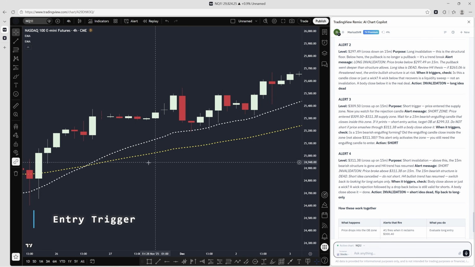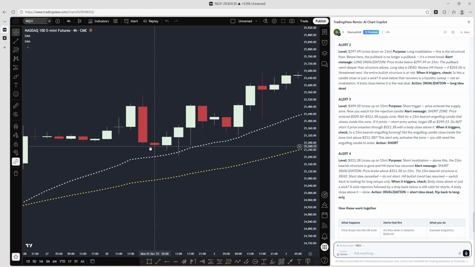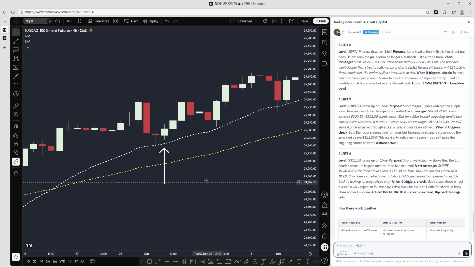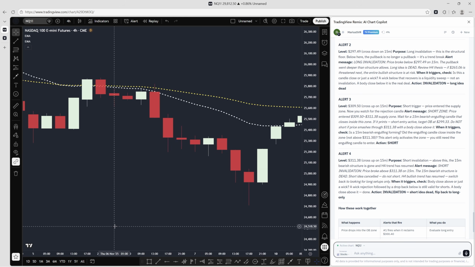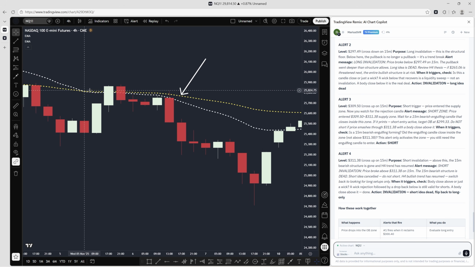Now add the entry trigger. For a long signal, price must touch this area between the 2 averages. Then it must form a bullish engulfing candle. A bullish engulfing candle means the green candle body covers the previous red candle body. For a short signal, price must touch the same area, but the 20 is below the 50. Then price must form a bearish engulfing candle. The red body covers the previous green body.